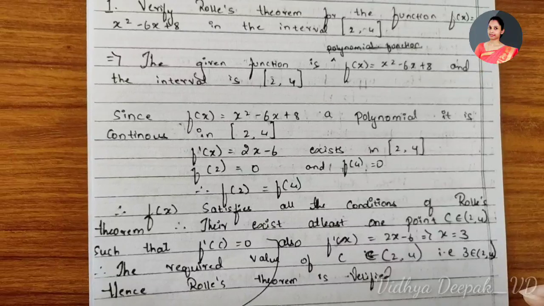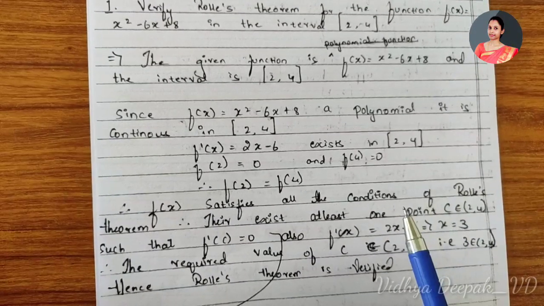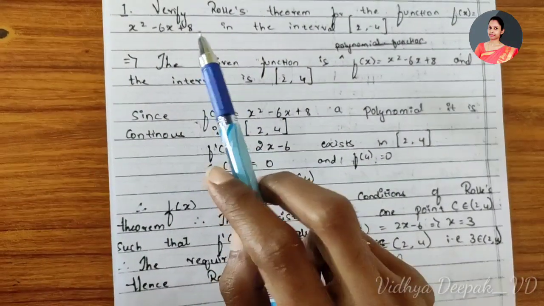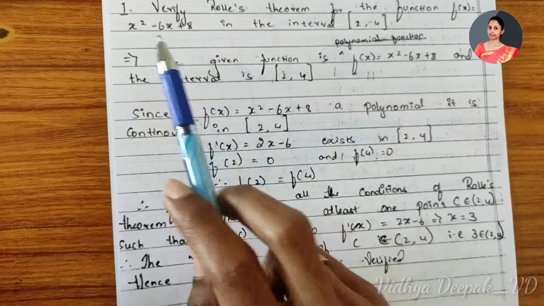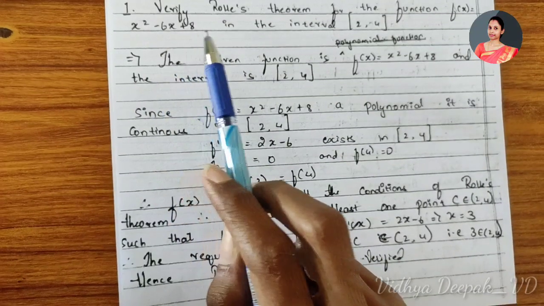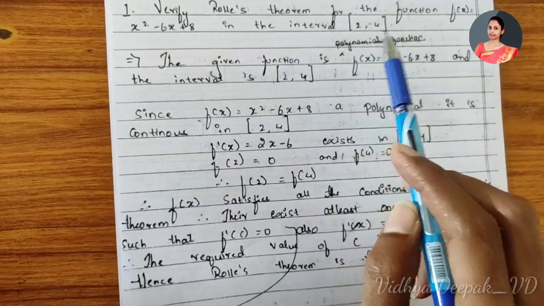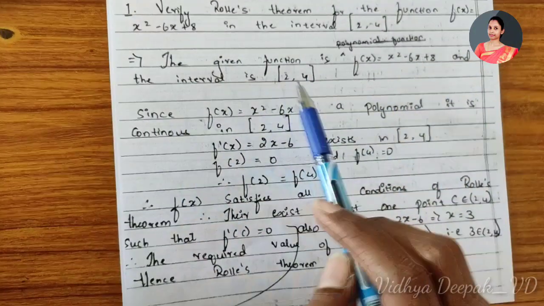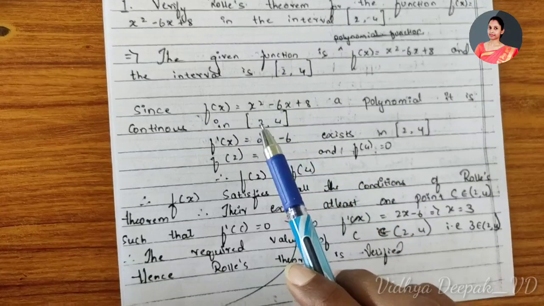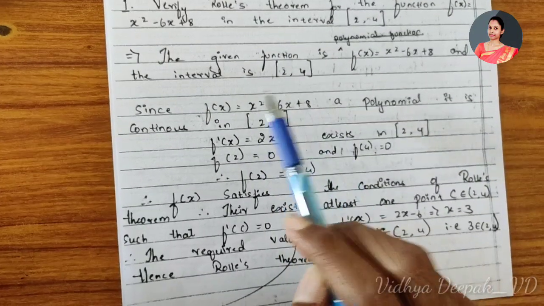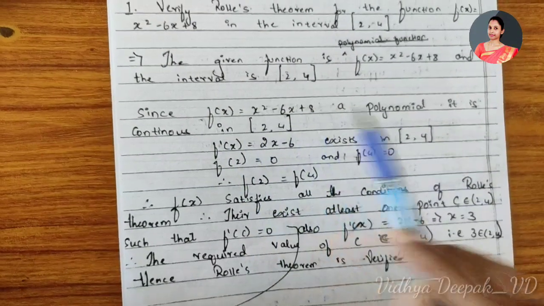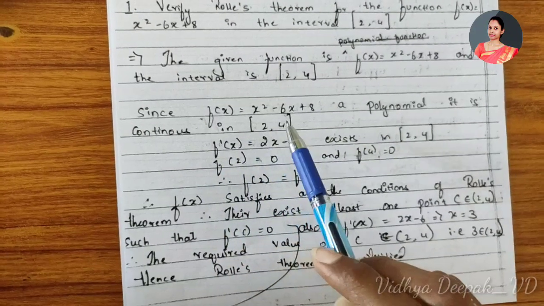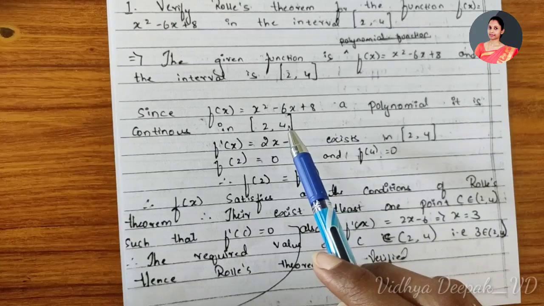Before getting into the proof, we'll understand the theorem using a solved question. Verify Rolle's theorem for the function f of x is equal to x square minus 6x plus 8 in the interval 2, 4. The given function in the interval 2, 4 is continuous because this is a polynomial. Since f of x is a polynomial, the given function will be continuous in 2, 4. The first condition is satisfied.